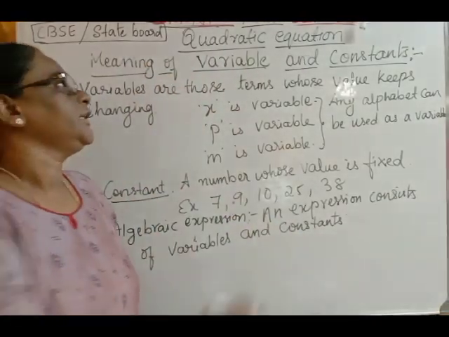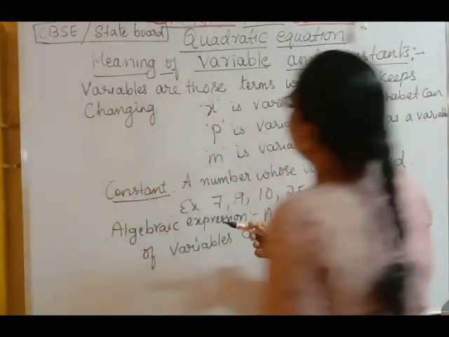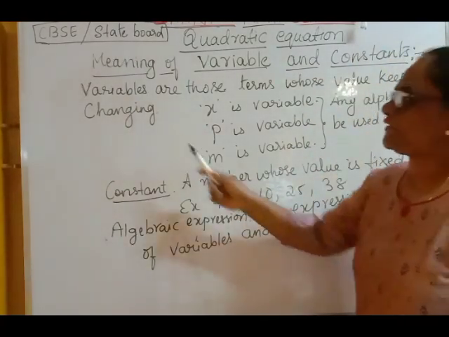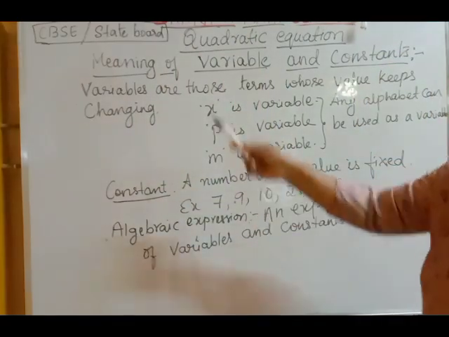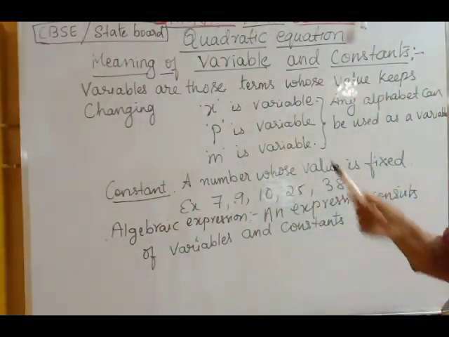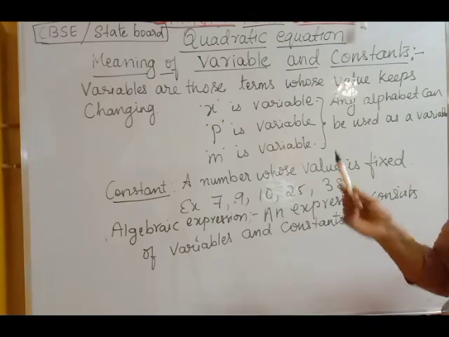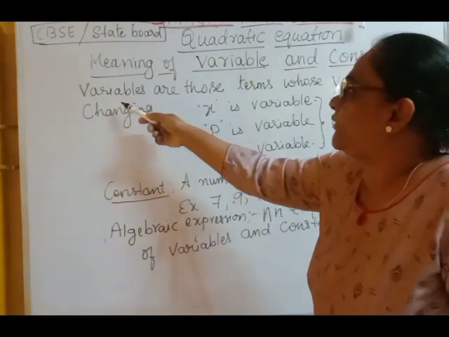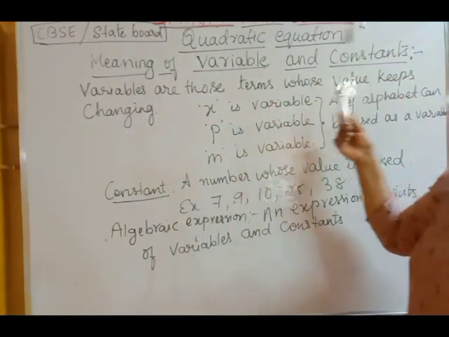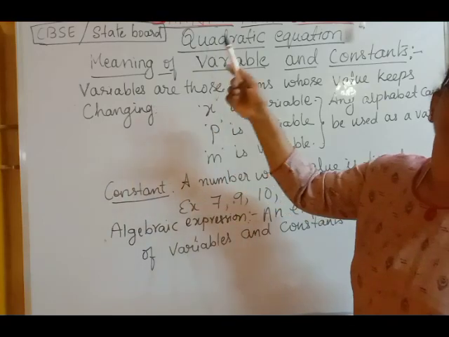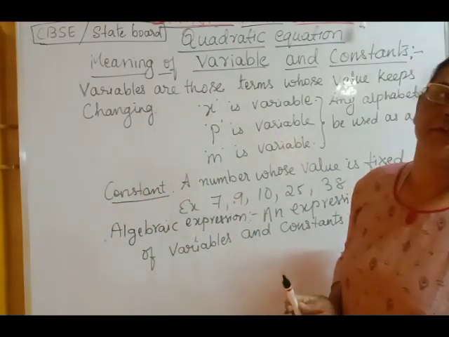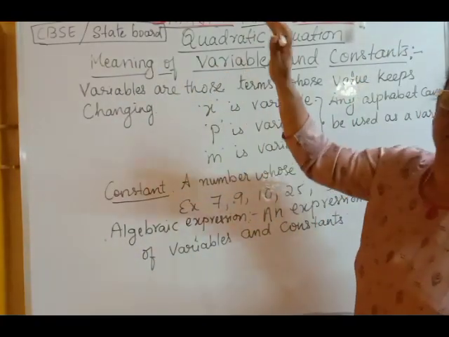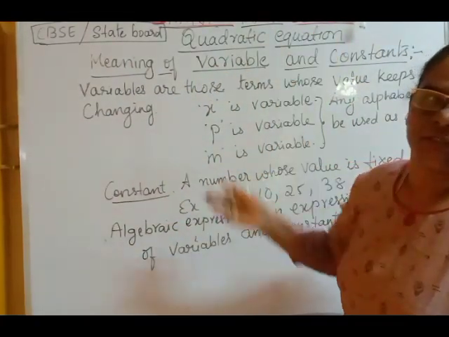Let them also take the benefit of this. Okay, today let us take a quadratic equation. Before going to understand the meaning of quadratic equation, first let me make you understand what is the meaning of variable and what is the meaning of constant. This is a common thing which you have already learned. Variables are those terms whose value keeps changing. Means variables do not have a fixed value. The value of a variable keeps changing from one problem to another problem.